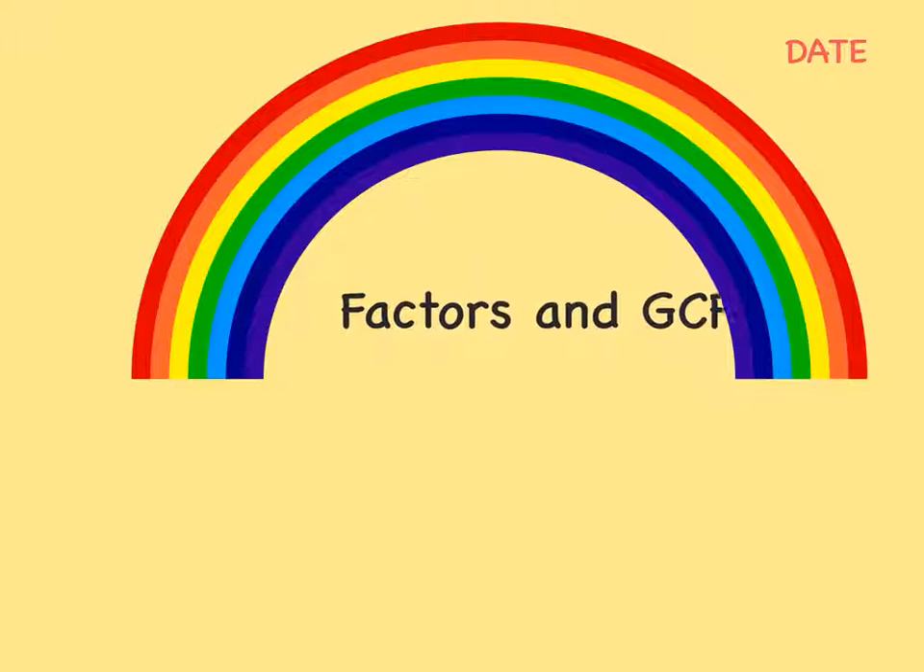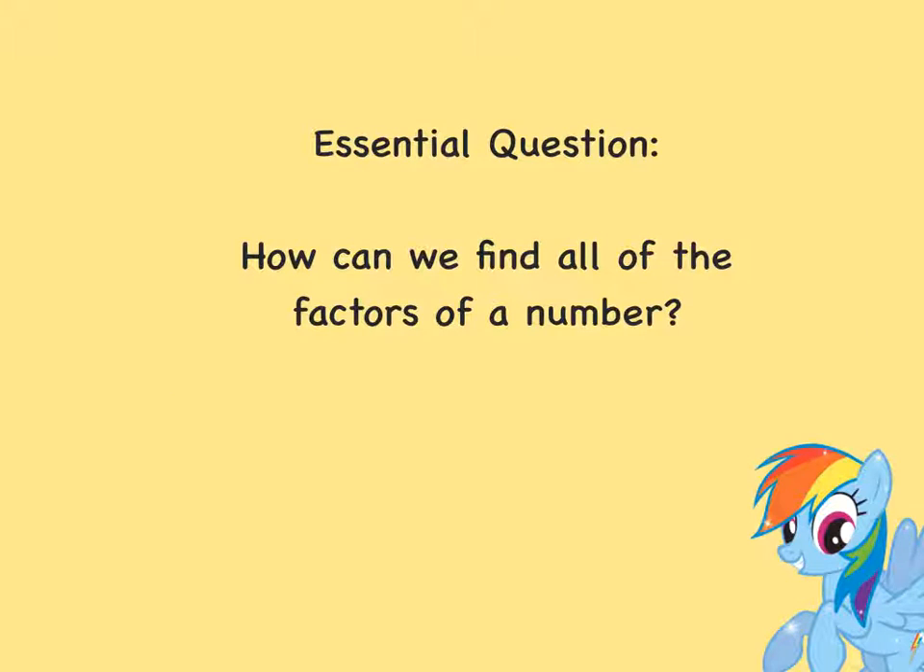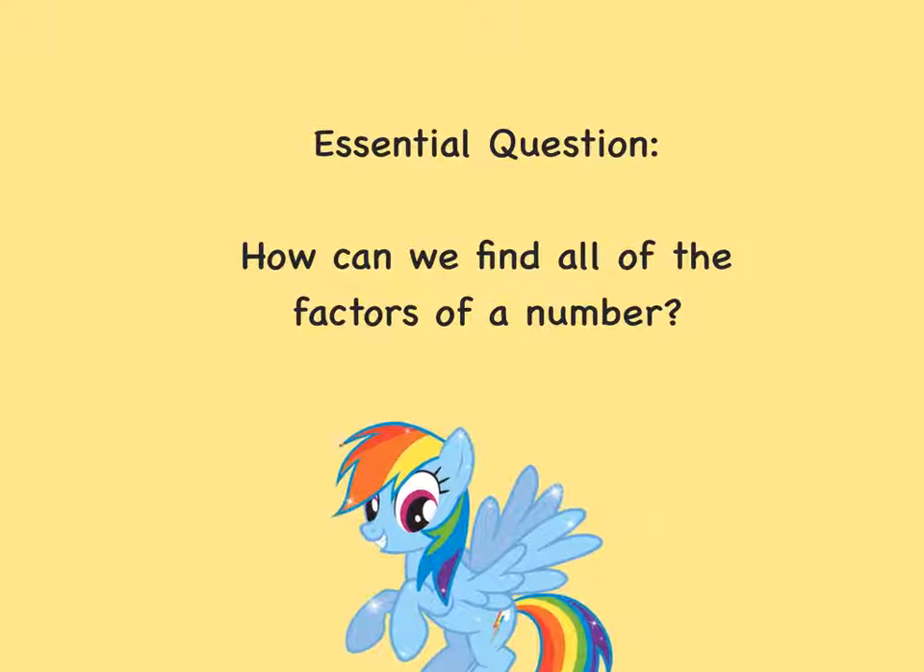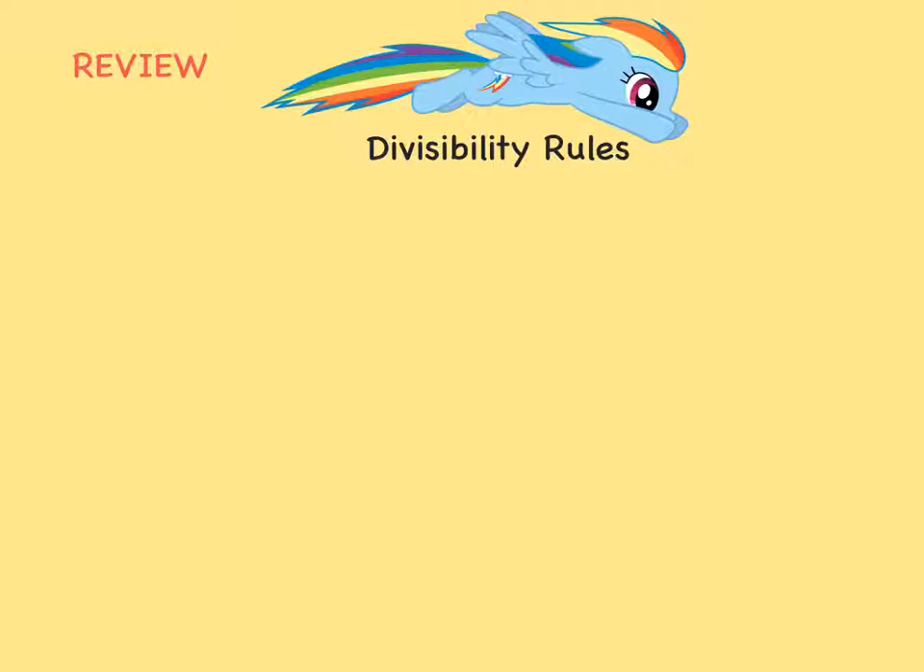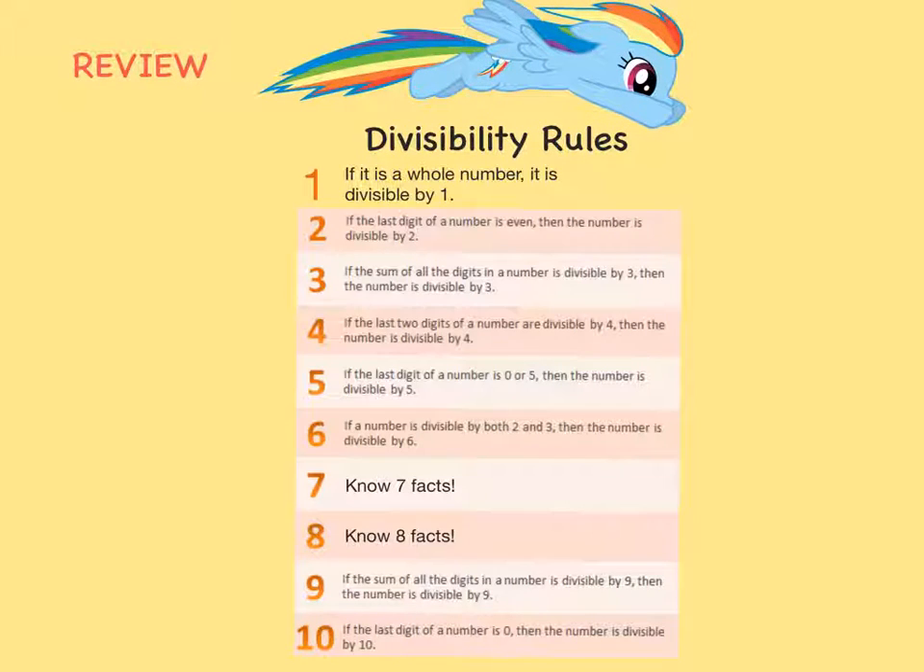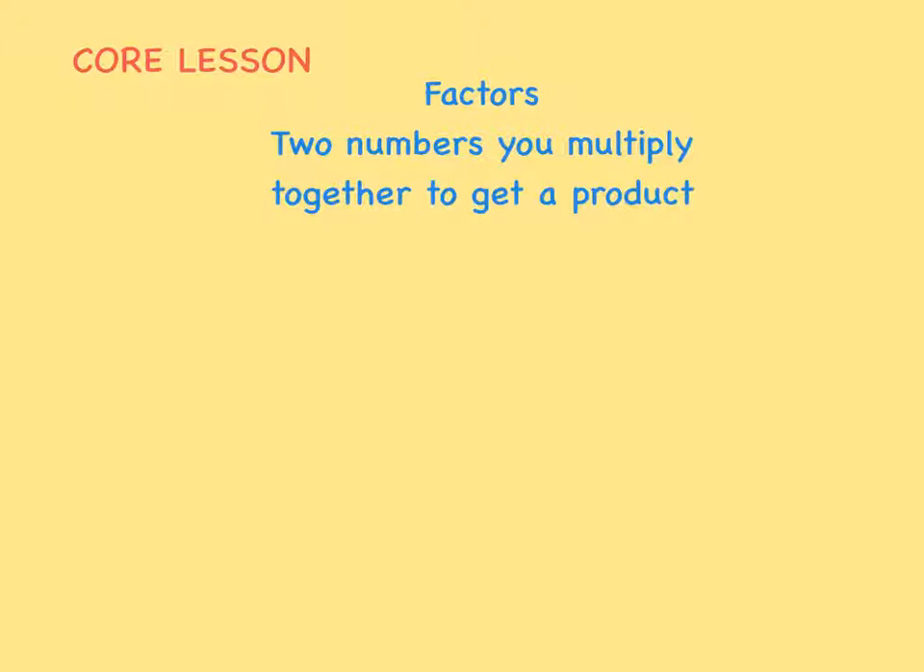Factor rainbow. How can we find all the factors of a number? We have already learned about how to figure out if a number is divisible by a certain number. If you know these rules, it's easy to figure out if a number is divisible by 1 through 10. The divisibility rule for 7 and 8 is kind of tricky, so it's best just to know your facts for those ones. Factors are two numbers you multiply together to get a product.